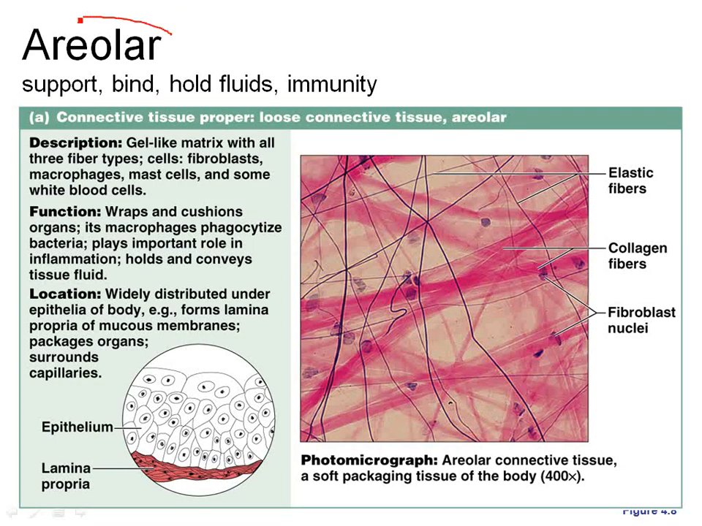All right, areolar. Areolar is supportive, it binds, it holds fluid, and it has immune system function. Areolar is usually the connective tissue that you find immediately deep to epithelial tissue. And in this rough diagram down here, you can see that. It's lying deep to this transitional epithelial here. Here's a photomicrograph of it, and at first glance it looks like it's an unorganized mess, but it's functional in its structure. The thick fibers are collagen. Okay. The darker blue ones are elastic.